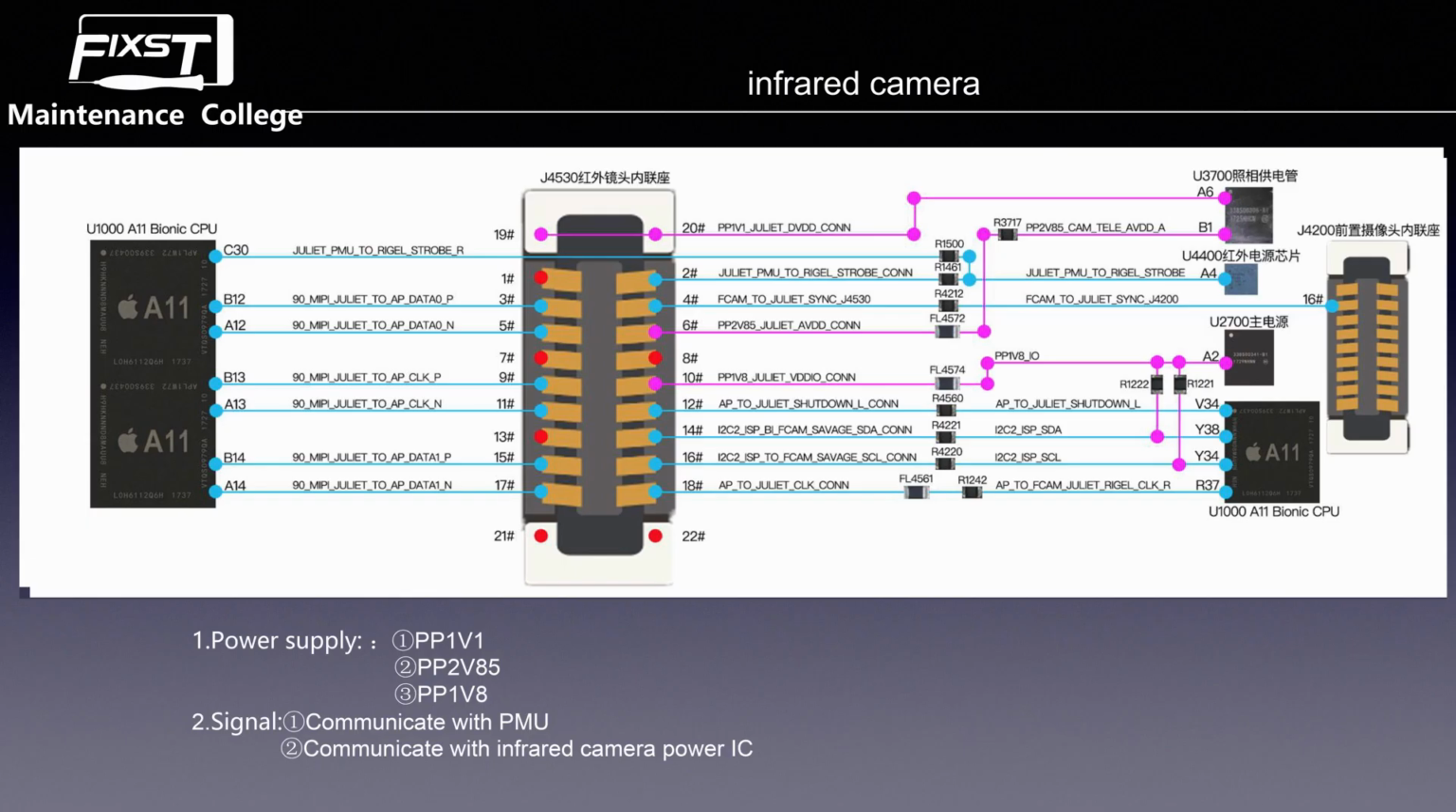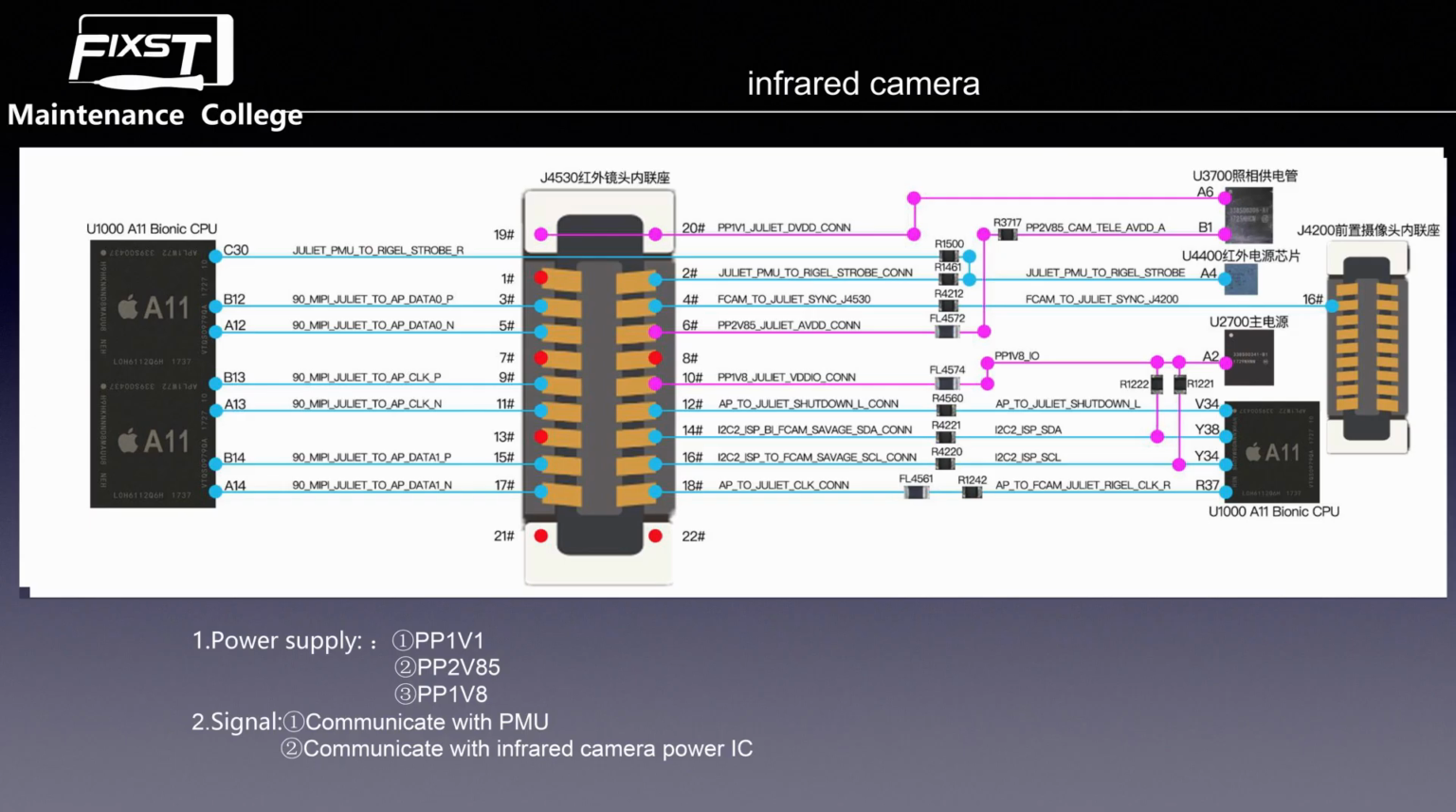Okay, now we are talking about the signal part. Now we see the connector, the left side. We see pin 3, pin 5, pin 9, pin 11, pin 15, and pin 17. Those are the MIPI video communication signals from the infrared camera to the CPU. Now we see the right side of this connector. We see pin 2. Pin 2 is the status signal from the infrared camera power IC to the CPU and the infrared camera.